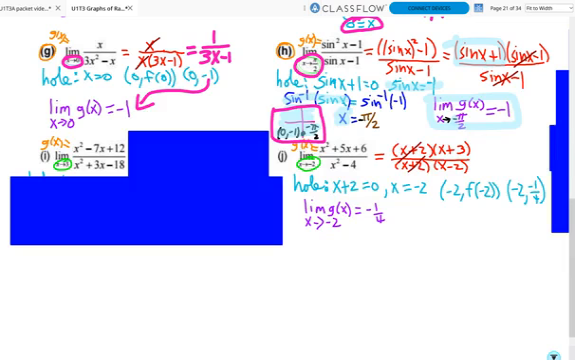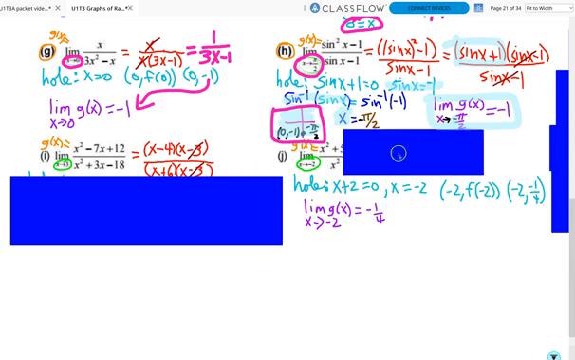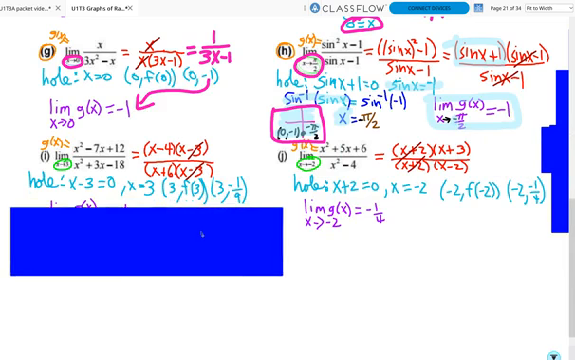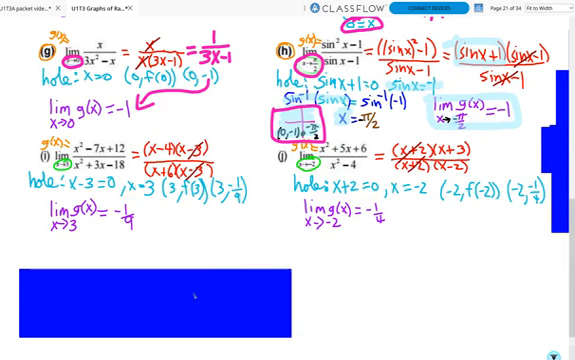For I, split the middle for top and bottom. x minus 3 is the common factor. Set x minus 3 equal to 0, so x equals 3 is the x value of the hole. 3 plugged into the simplified equation makes it negative 1/9. So our limit statement becomes the limit as x approaches 3 of g of x equals negative 1/9.